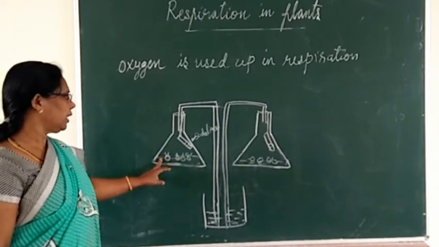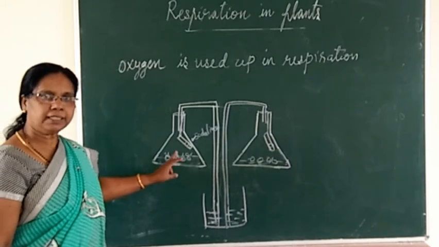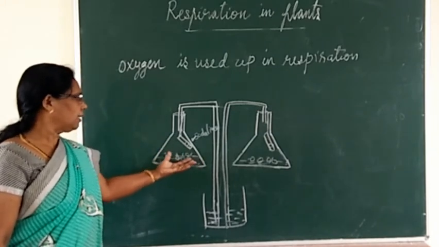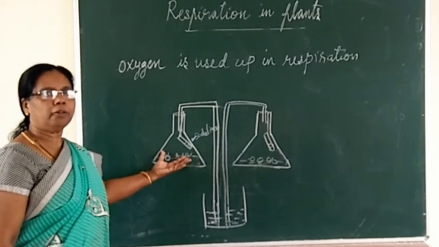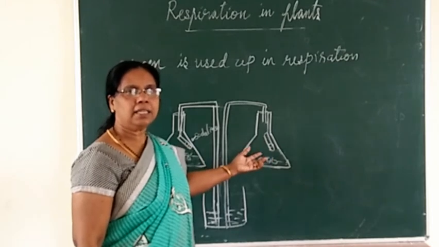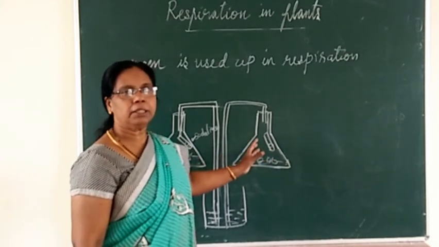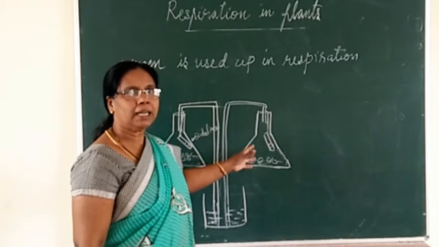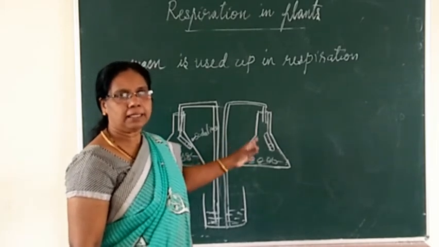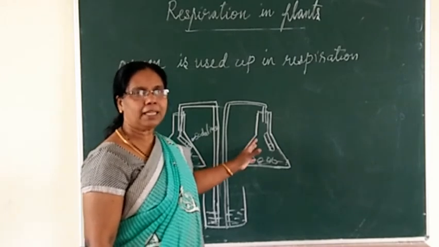In the first conical flask, certain germinating seeds, or seeds soaked in water, are kept here, along with wet cotton wool. Here this is the dead seed, and this dead seed we are washing with an antiseptic like carbolic acid, to kill or prevent any bacterial growth.